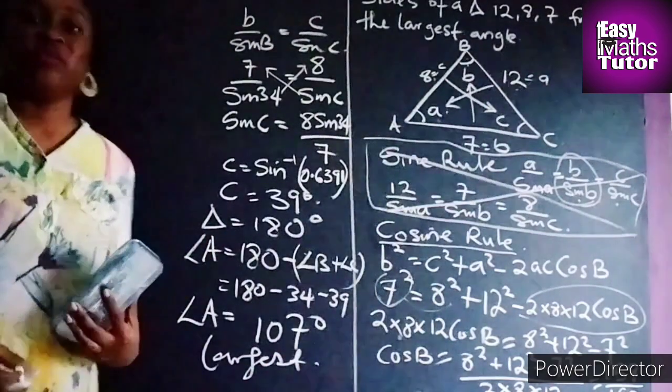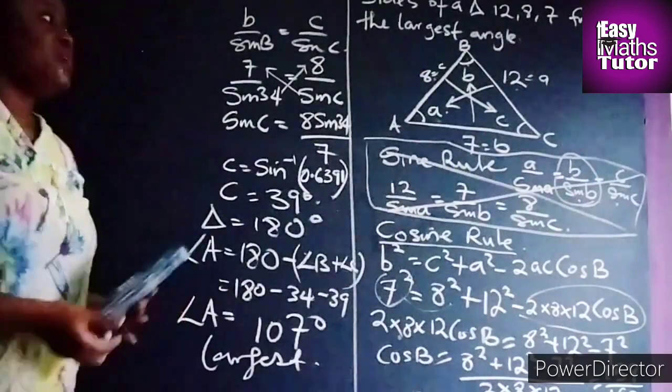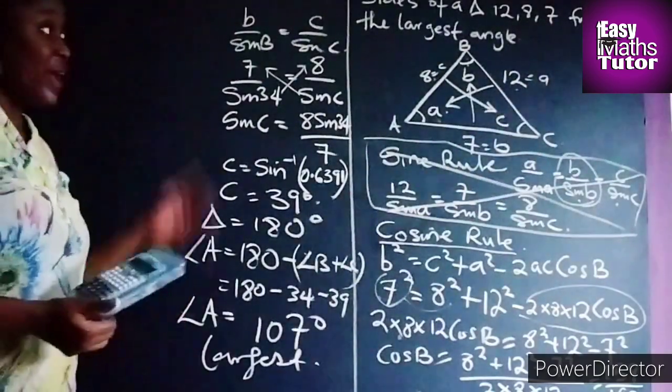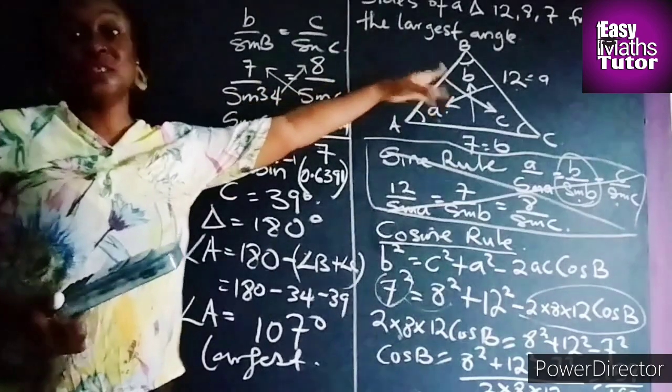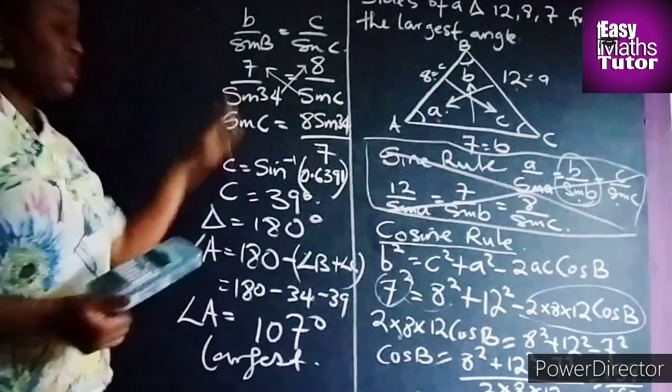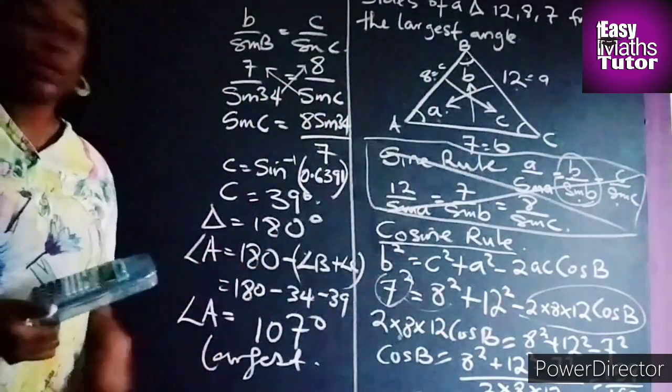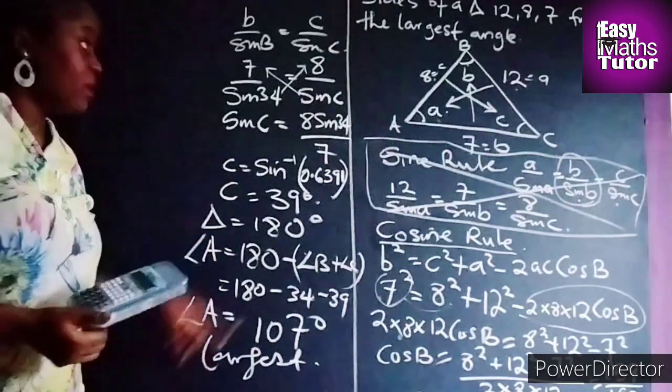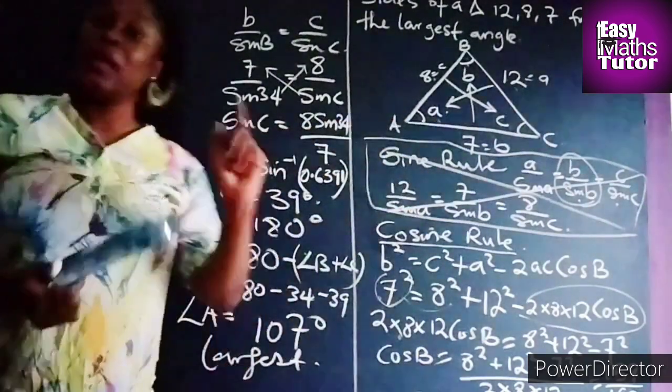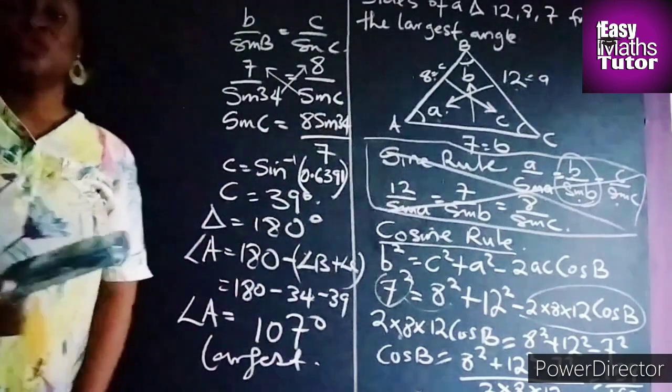So this shows the importance of checking these things out. When you guess, you might not get the right answer. I guessed that B would be the largest and I was wrong. But when I checked it and investigated it mathematically, I found out that A is the largest angle of this triangle.